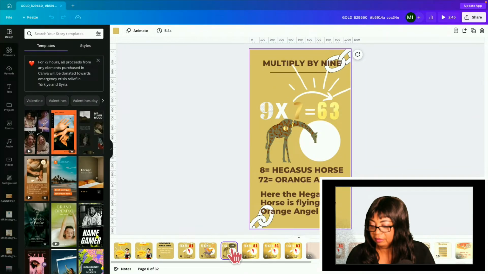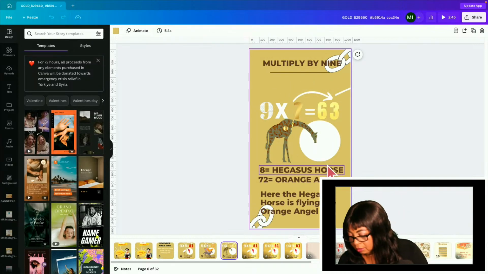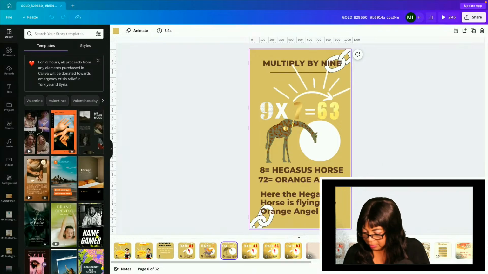And then you have multiply by 9. Again, here we've got 9 times 7, and that's going to be 63. So in this case, number 7 is the golden giraffe, right? That's the color of gold. And 63, what happened to my lantern? Disappeared here.